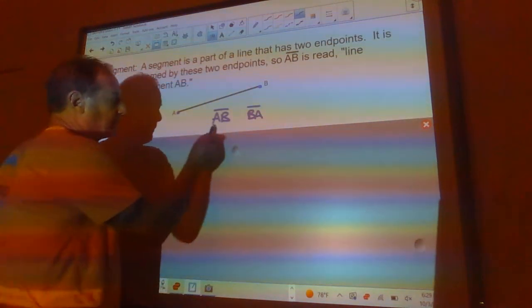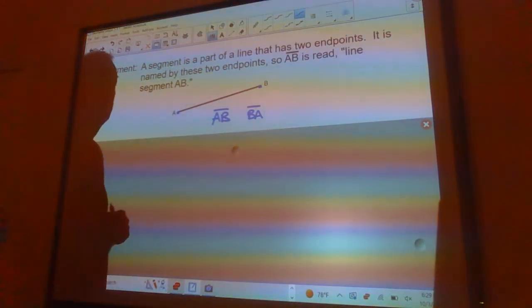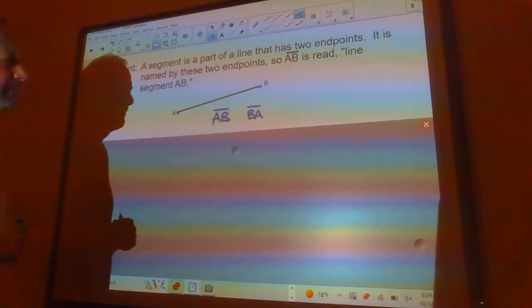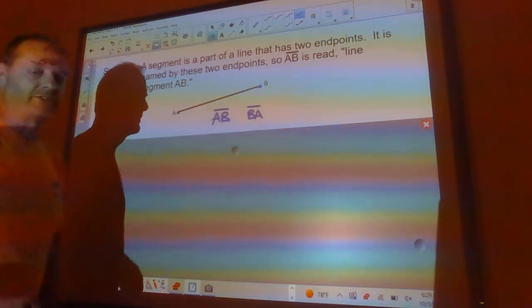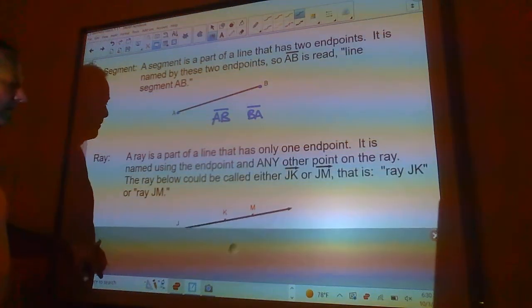When I read this right here, I read that as segment AB. So that's a segment. Think of a line and you cut it off at 2 ends, and what's left is the segment. Okay, a ray.